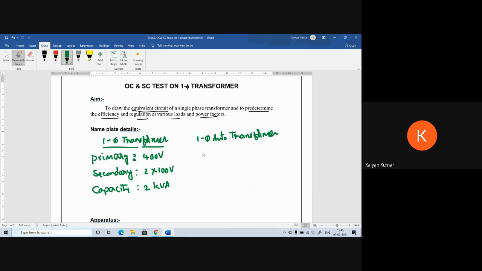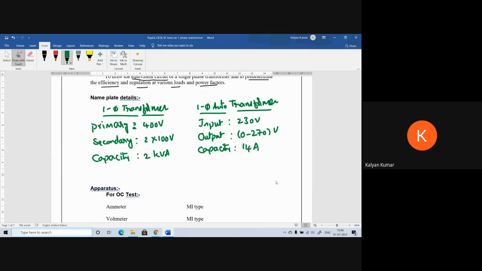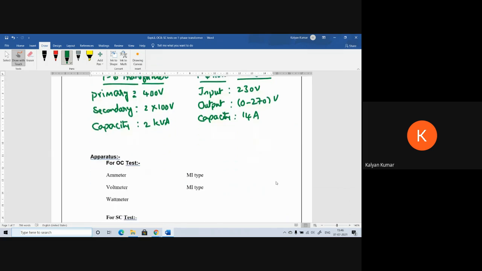Now coming to the auto transformer, the auto transformer is having an input rating of 230 volts, output rating of 0 to 270 volts with a capacity of 14 amps. So these are the nameplate details that we are going to use in the laboratory.